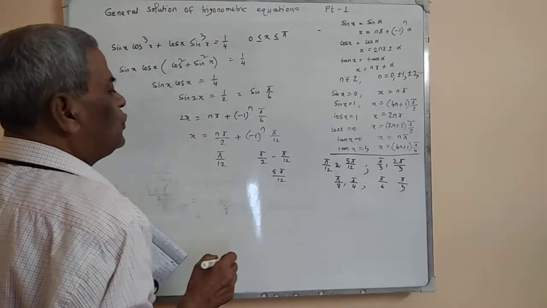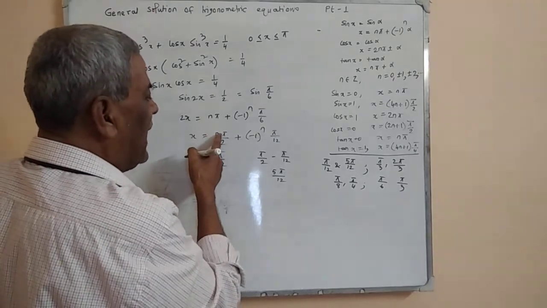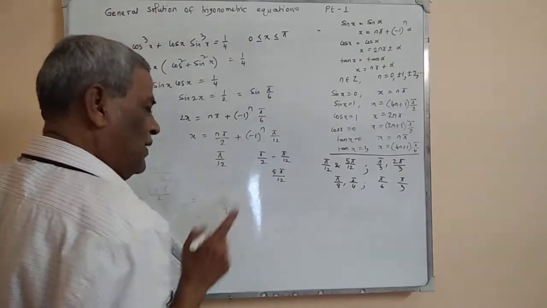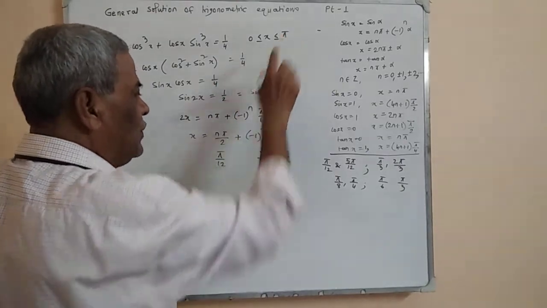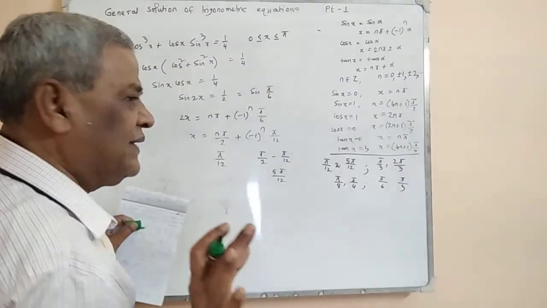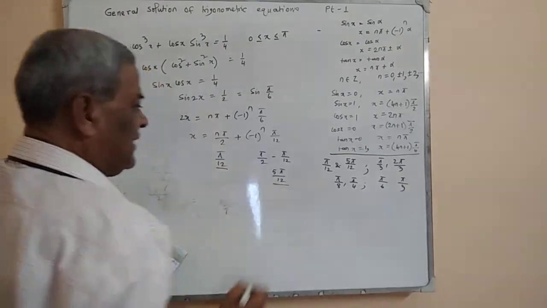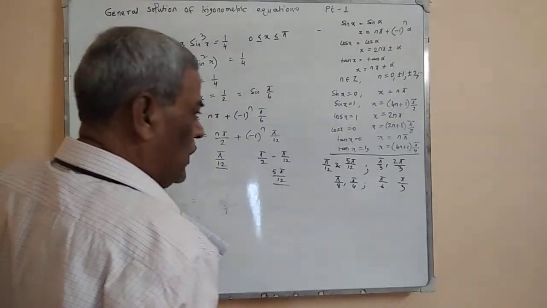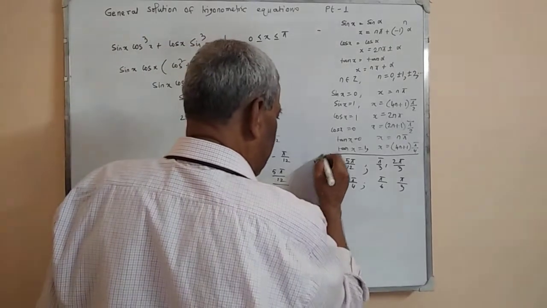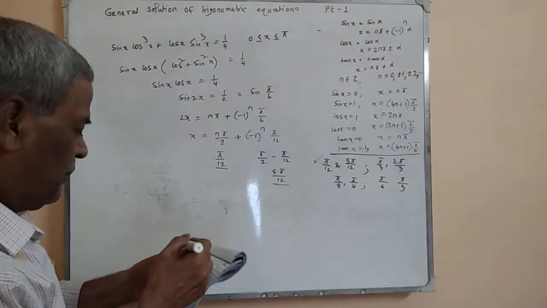Now putting n is equal to 2, it becomes pi plus something, which is greater than pi. So there is no need of calculating that. We stop here. So one answer is this, the other answer is this. So our answer is, the first option is correct. Pi by 12 and 5 pi by 12.